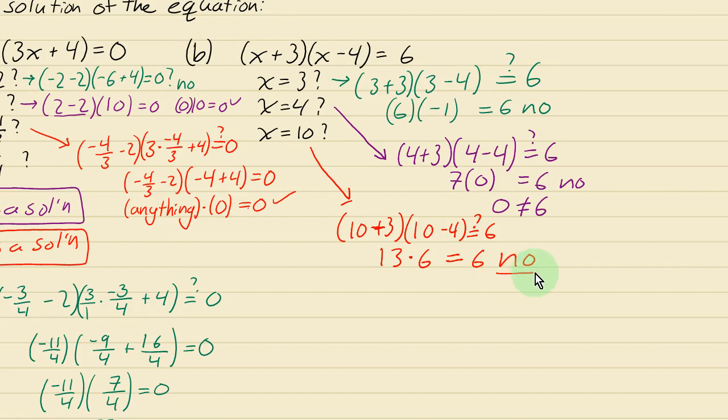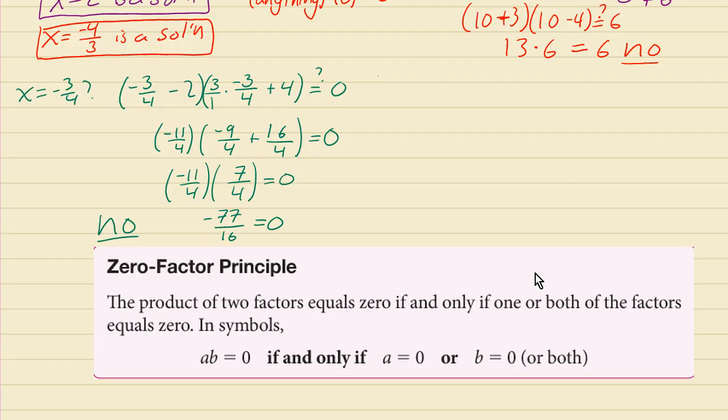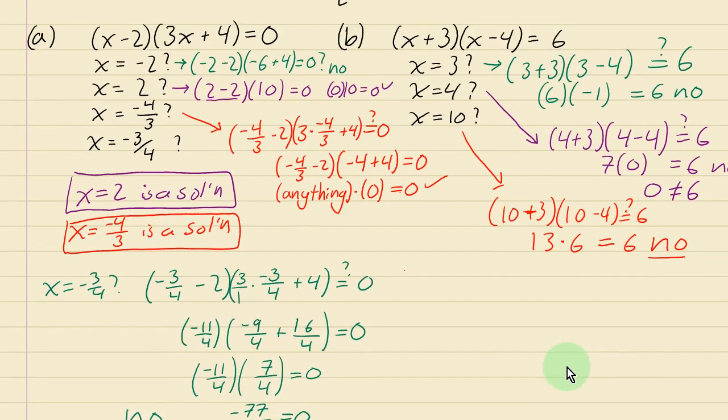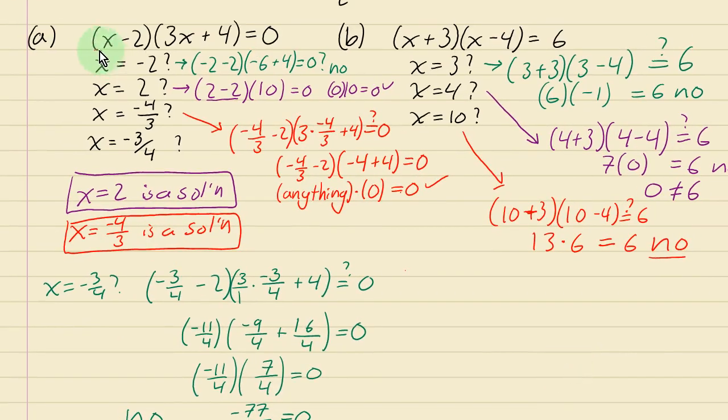So, yeah. All of this is leading up to the zero factor principle to help understand this, which is that the product of two factors is equal to 0 if and only if one or both of the factors is 0. So the factors here are A and B. Those factors are like things such as x minus 2 and 3x plus 4.